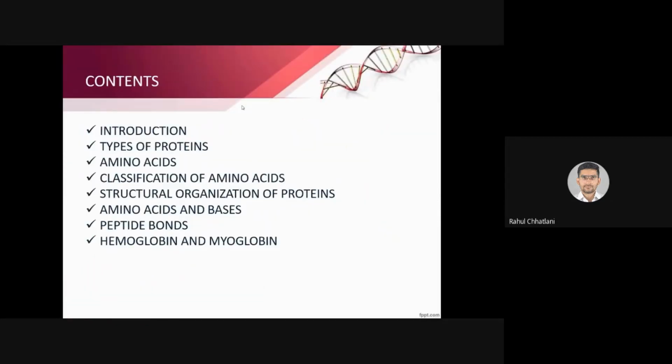First, we are going to discuss the introduction, types of protein, amino acids, classification of amino acids, structural organization of proteins, amino acids and bases, peptide bond, and hemoglobin and myoglobin. So all these things you'll be understanding in the basics. About carbohydrates, we have discussed the introduction. Later on, we are going to see the processes: how we digest them, how they are absorbed, which processes are involved in absorption and breakdown of a single molecule of glucose, and how energy is produced from it. So that is for later on.